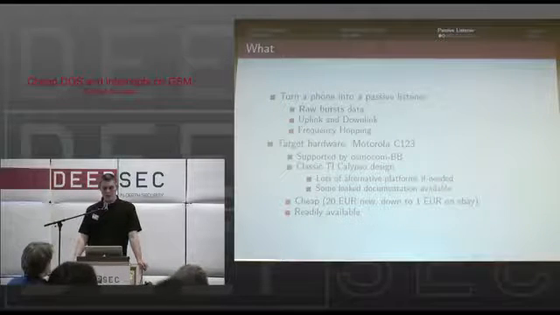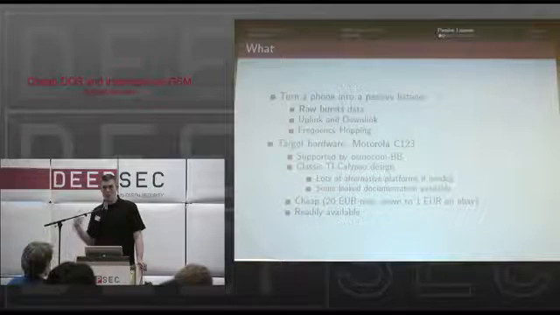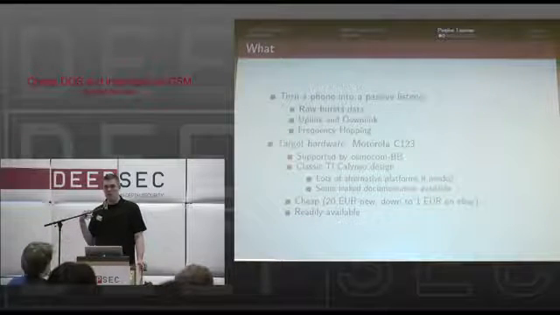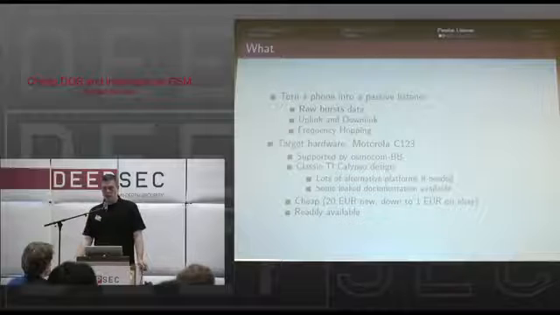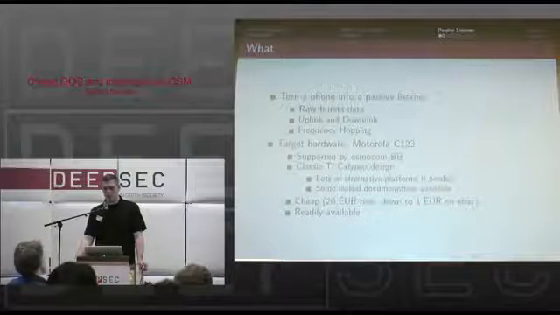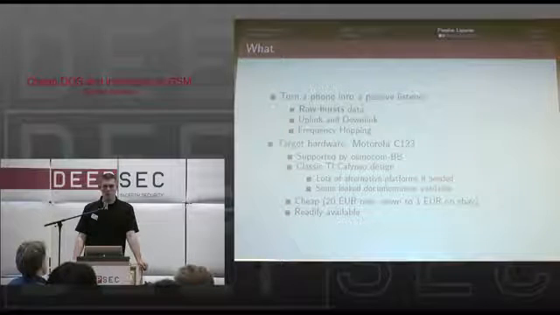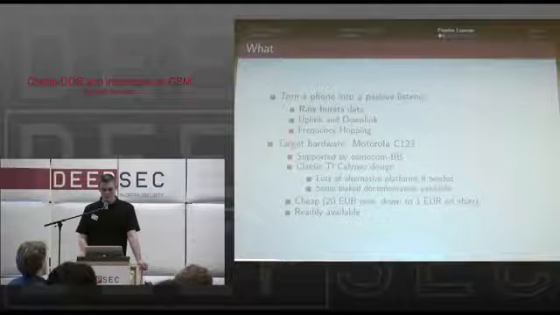They were chosen because it's a classic TI Calypso design. That means that first there was leaked documentation, so we're not completely blind, and there are a lot of phones available for it, and they're all very cheap, like €20 new, and you can find them for like €1 if you can wait.